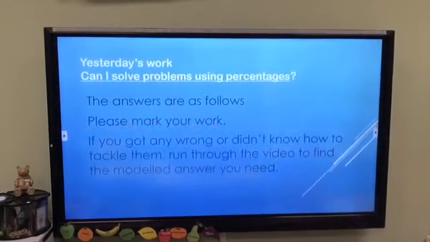Okay, the answers are as follows. Please make sure you mark your work. As I say, if you got any wrong or you weren't sure how to tackle them, run through the video to find the model answer you need.